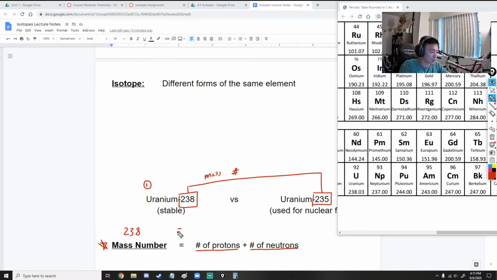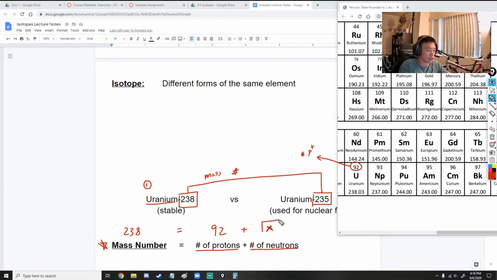Equals the number of protons. Since it's uranium, we know how many protons it has. We just need to look at the number on the top of the box. It has 92 protons. So since this is the number of protons, we can just plug in 92. And it says plus number of neutrons. I'm just going to put the number x because this way it'll look more like a math problem. So we have our problem right here: 238 equals 92 plus x.